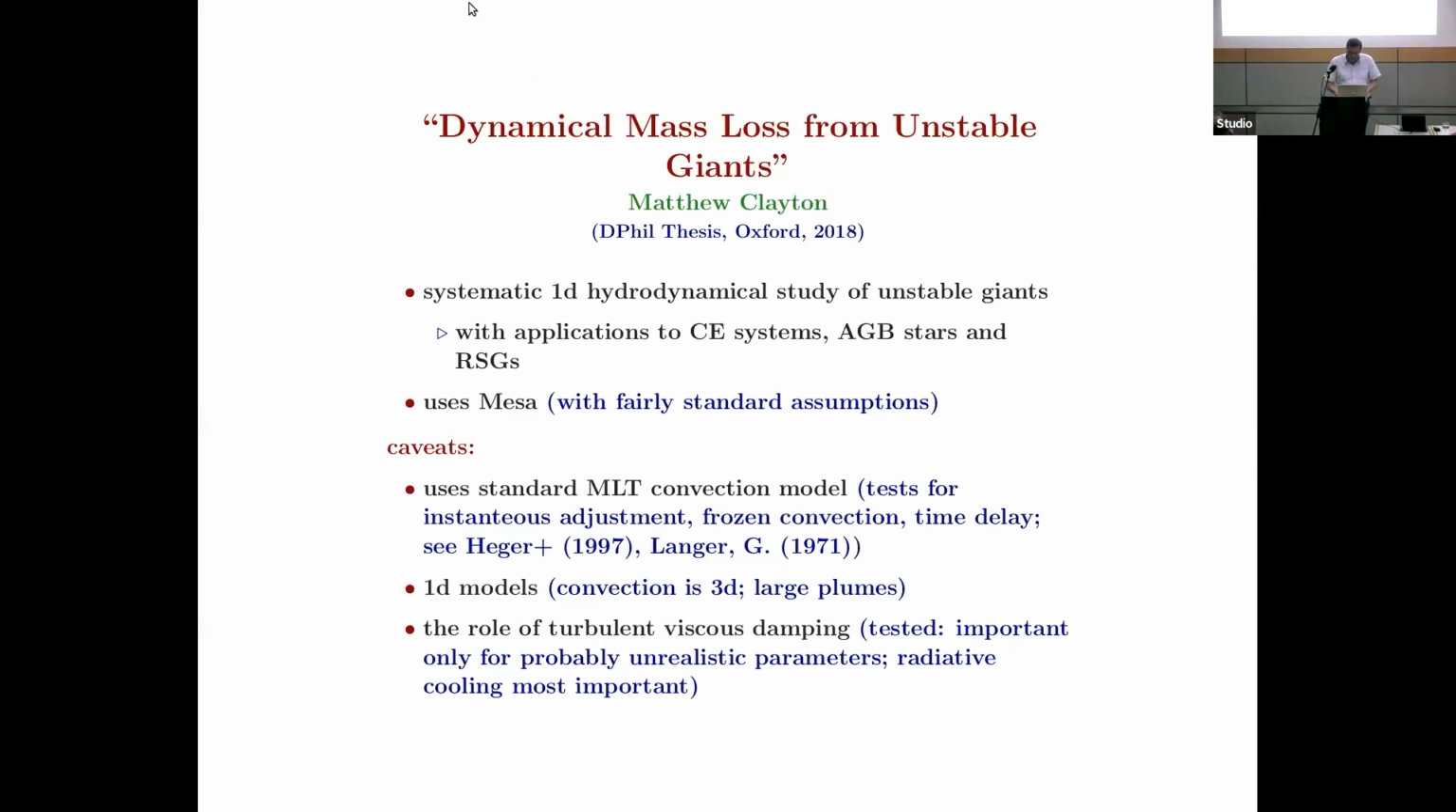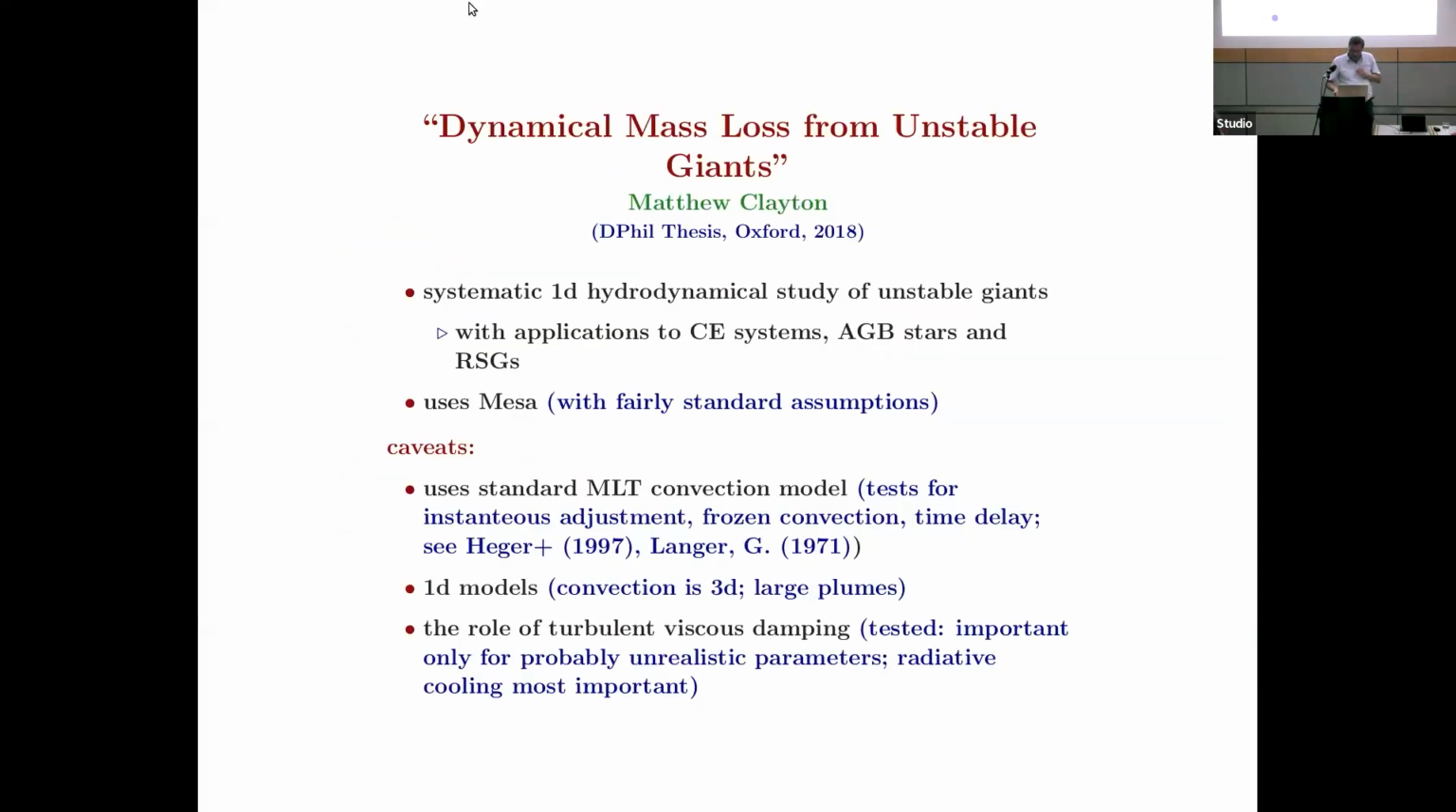Well, that's mostly the situation until we started to look at this in more detail again. This is work done by my former PhD student, Matthew Clayton, in Oxford. What he did is a systematic investigation of the dynamical stability of big envelopes in different types of contexts. He used a stellar evolution code called MESA, which is fairly standard, but it has the ability of also doing hydrodynamical calculations. And so that's where the main advance is.